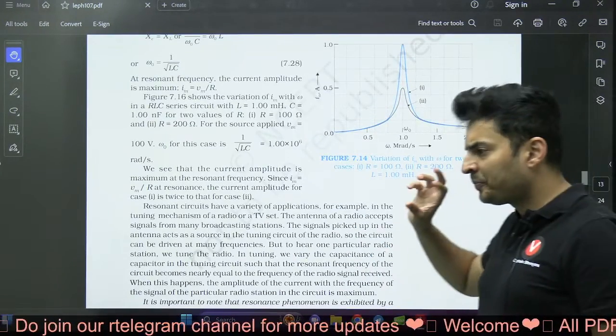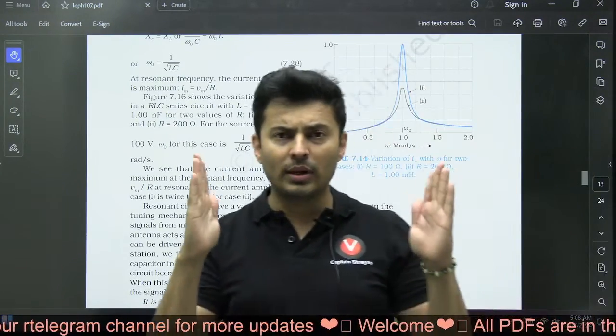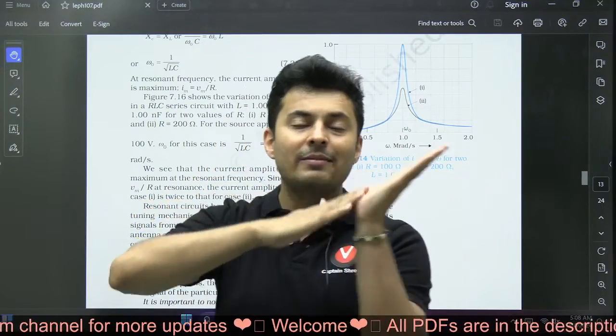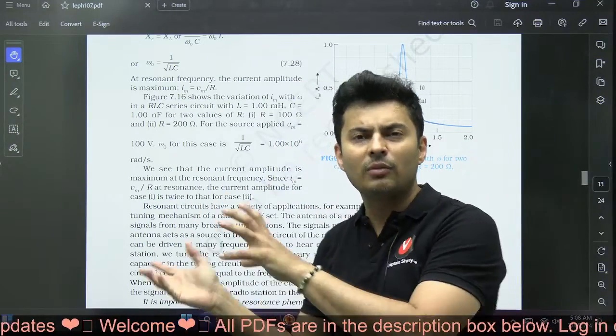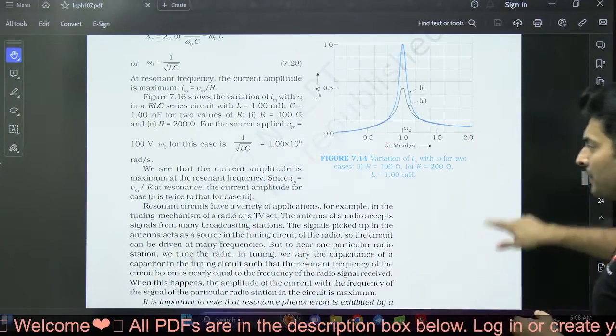The phase difference between the total voltage and the current is 0 because they will now be in sync. XL and XC values will cancel each other. The circuit will be purely resistive in nature.